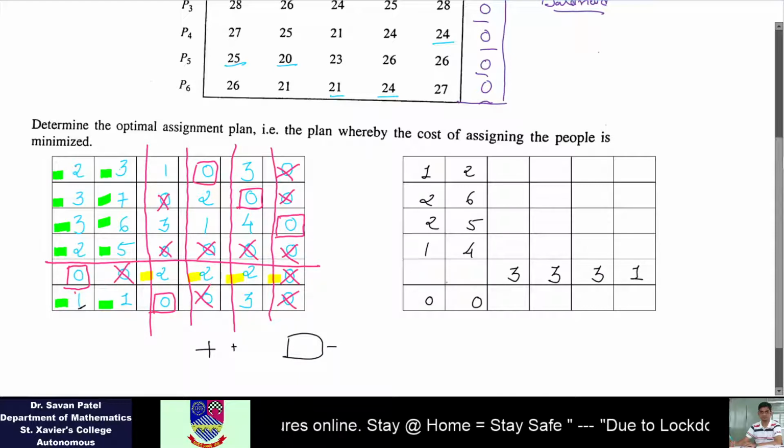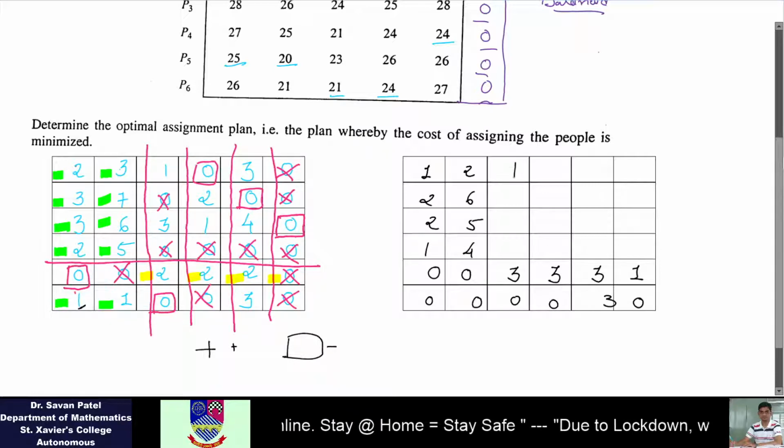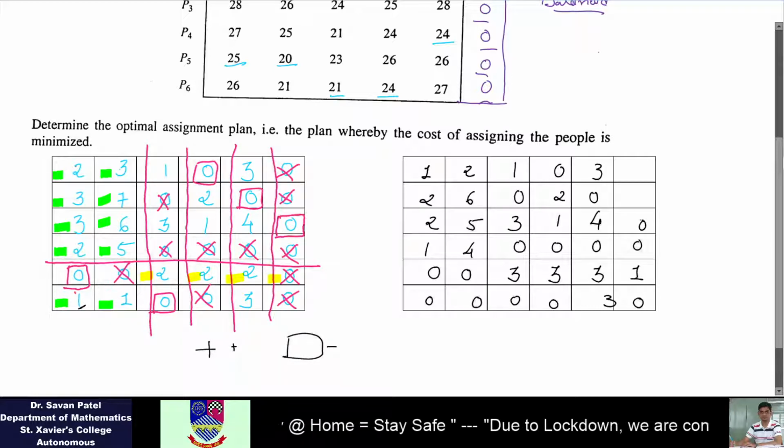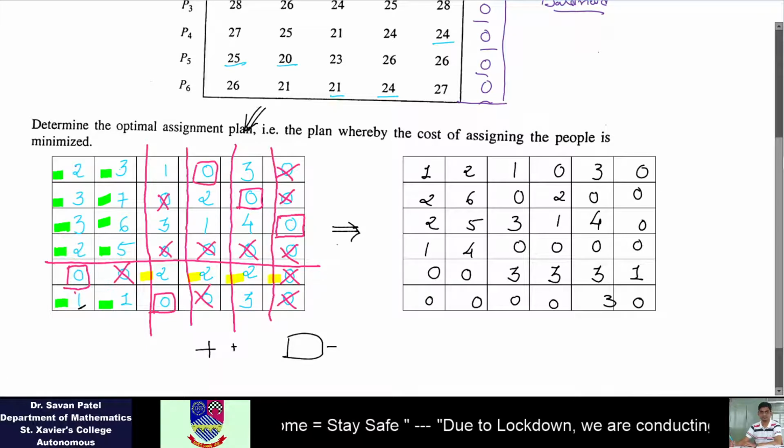Now the other cells are as they are, so here 0, 0, here also 0, 0, 3, 0, here 1, 0, 3, 0, here also 0, 1, 4, 0, 0, 0. Okay, so from this, the equivalent problem is this.